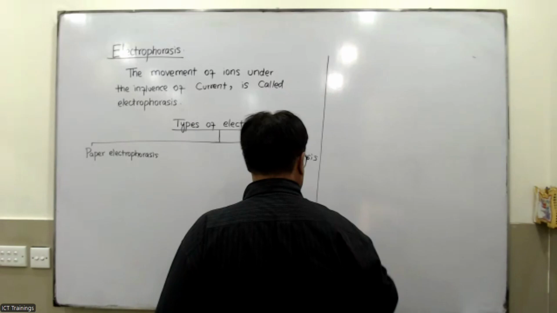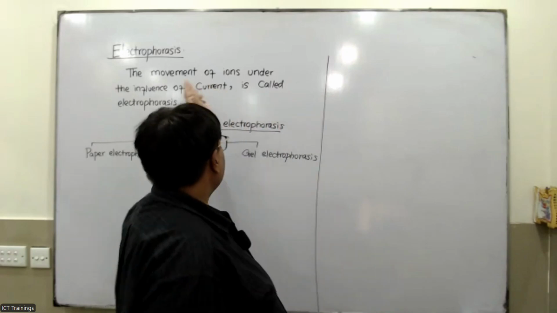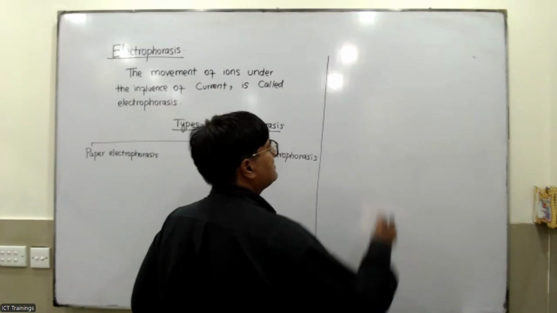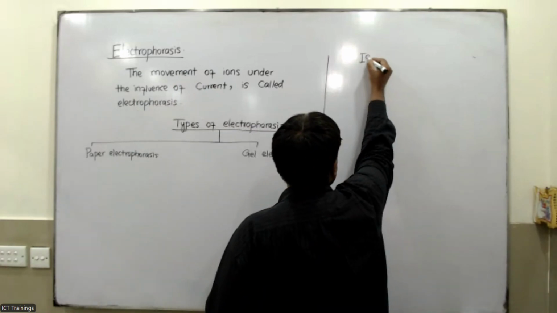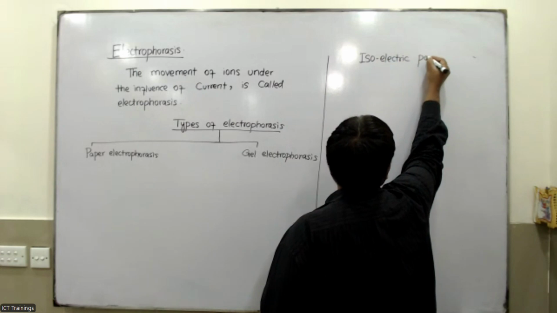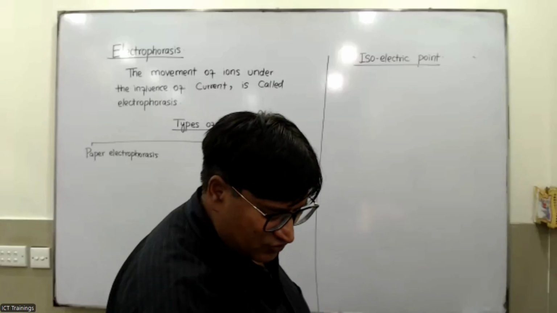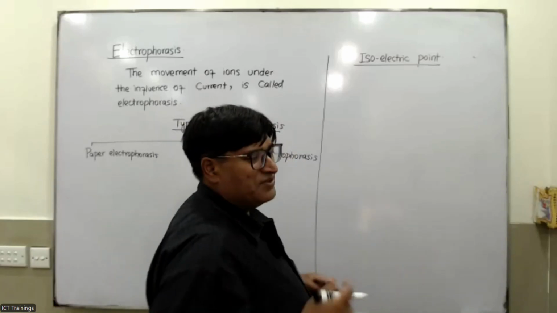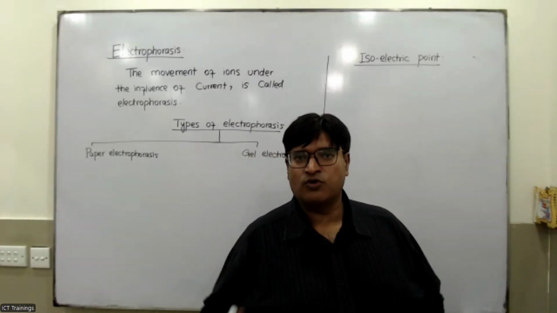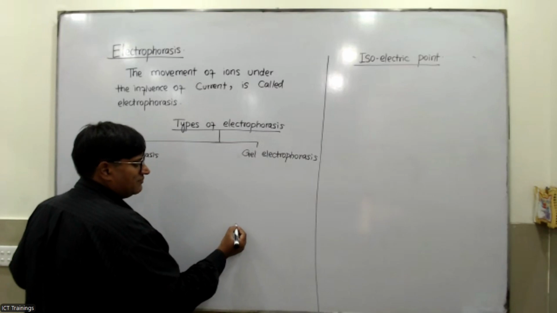But before starting this electrophoresis, let me tell you first of all about a second subtopic present in the electrophoresis, because this has to be used here. That is the isoelectric point. Okay, so the isoelectric point is actually the pH at which any molecule exists in neutral form or zwitterion form. Let me tell you about the amino acid.